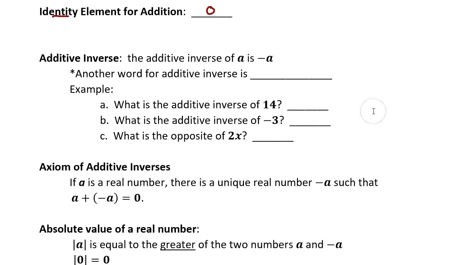Next, additive inverse. The additive inverse of a number A is the negative of A, or you might say the opposite of A. Another word for additive inverse is opposite.